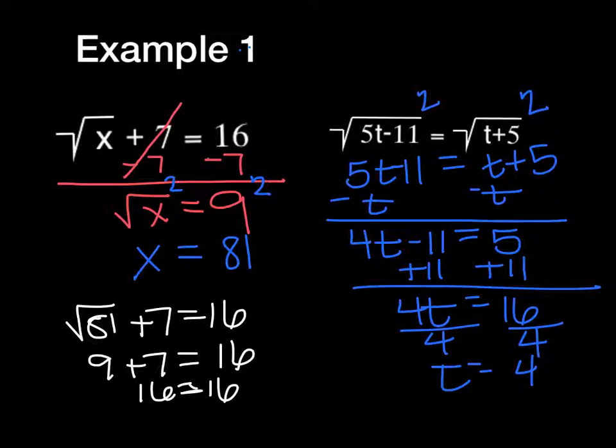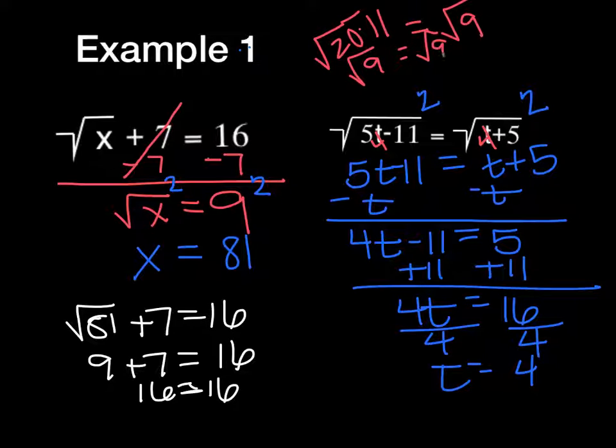And of course, to make sure that I have it right, I'm going to plug in 4 into my original equation. So that would mean the square root of 5 times 4, which is 20, minus 11, is equal to the square root of 4 plus 5, which is 9. That's the square root of 9 is equal to the square root of 9, which I can already see that that's an equivalent statement. Or I could simplify it and say that 3 is equivalent to 3. So I know that my solution was correct.